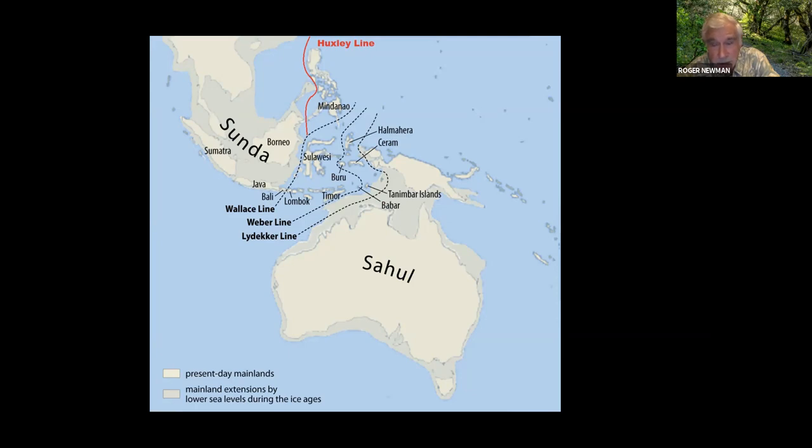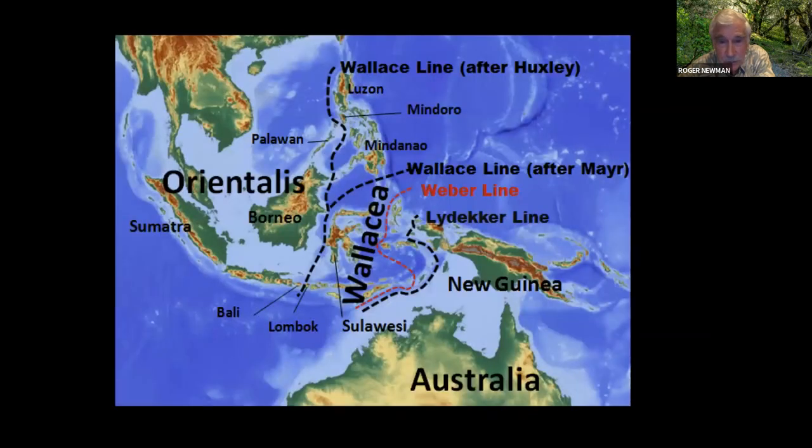These and even some of the more primitive ones, like I mentioned about the Flores man, the hobbits, they're very primitive and they got across. So clearly animals and people can disperse in ways that we usually don't give them credit for. So anyway, that's the Wallacea thing.